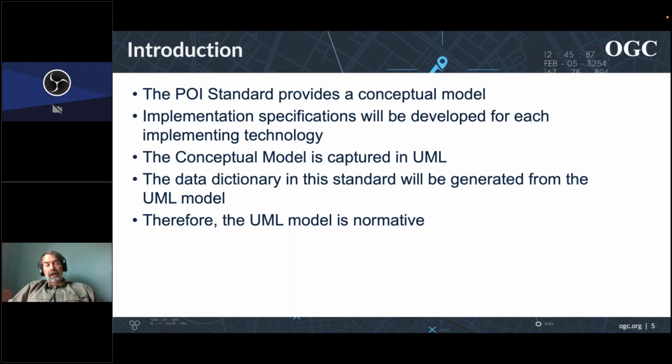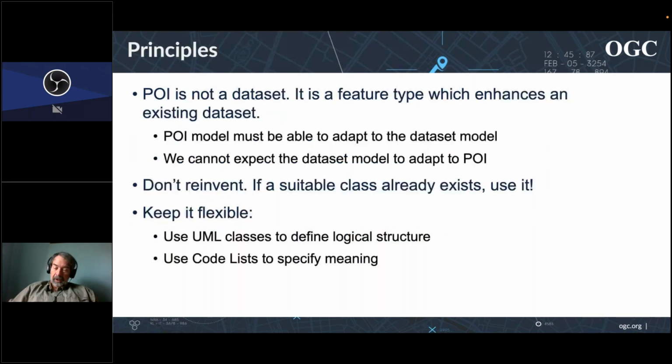So there is an underlying UML model to this standard. And what you have in the standard document is some image captures out of the UML model, as well as a data dictionary that ultimately will be generated directly from the UML model. Right now, it is still a handcrafted product, but our goal is to have the UML model generate the content of the standard, and that effectively makes the model normative, and the standard itself is a representation of that normative model. Everyone confused yet? Good. Some fundamental principles going into this is that a POI is not a data set, it's a feature type. A POI has to integrate with an existing data set, which means it has to be able to adapt to any feature model that you're working with.